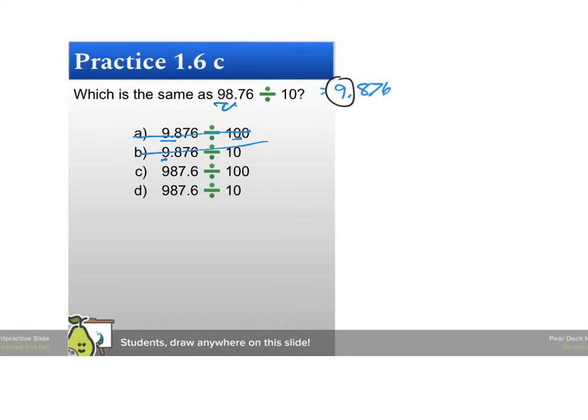987.6 divided by 100, I move the decimal place over 2 spots. That's going to be 9.876, or 9 and 876 thousandths. So this one is going to be correct. And D, if I move that over 1 spot because I'm dividing by 10, 98.76 is not correct. So C is the correct answer.